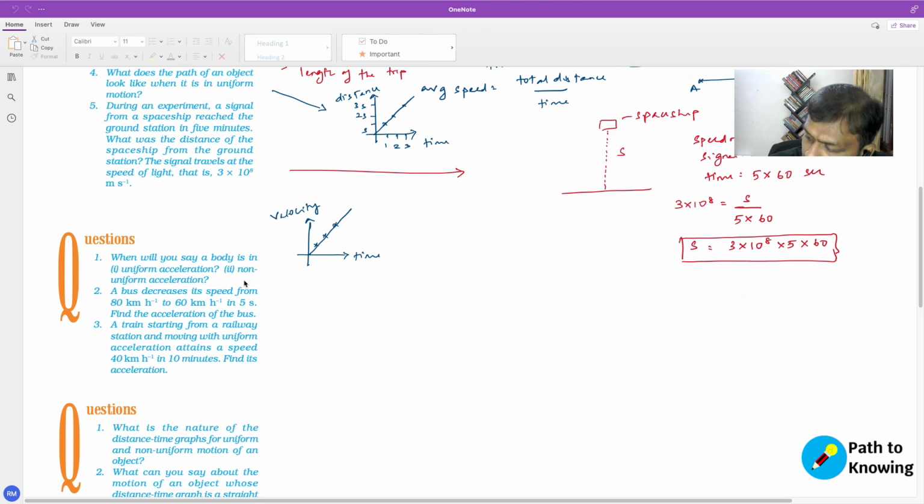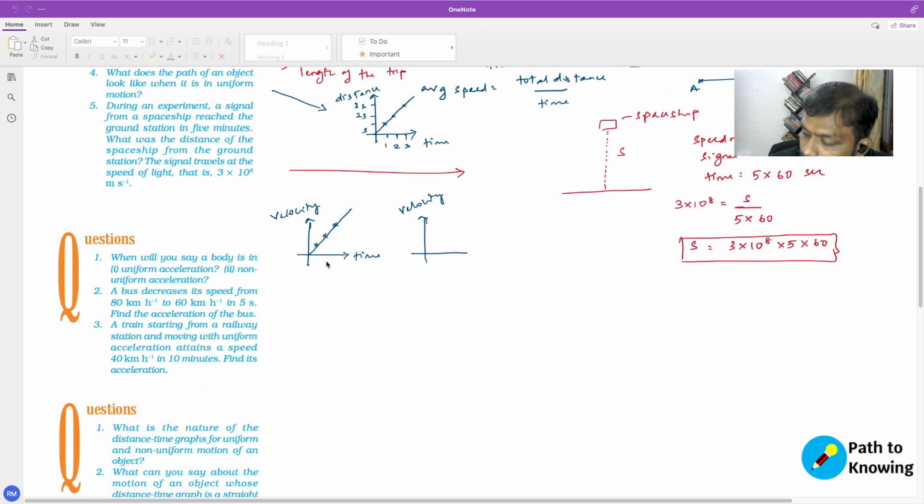However, a body that is not in uniform acceleration will not give a straight line, because the change in velocity will not be the same for every unit increase in time.